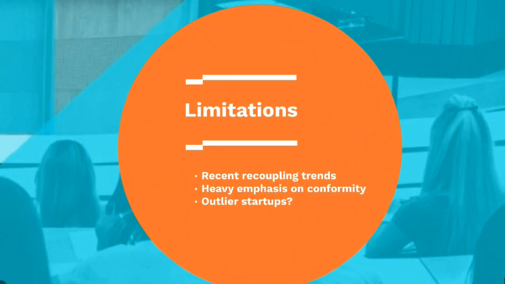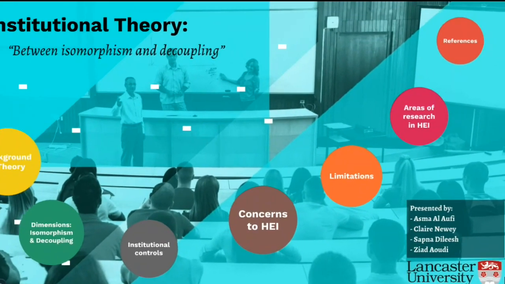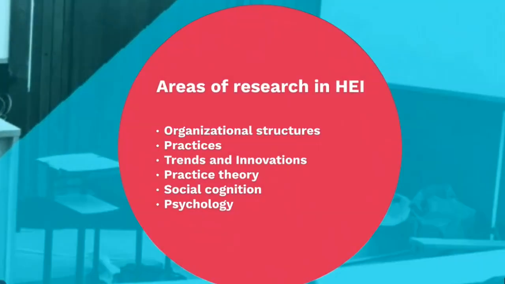In addition, institutional theory does not offer an explanation for institutional change. The theory focuses on the institution's own norms, beliefs, and values, and does not consider the influence of external environments when managing change. We are now going to consider areas of interest in higher education research.